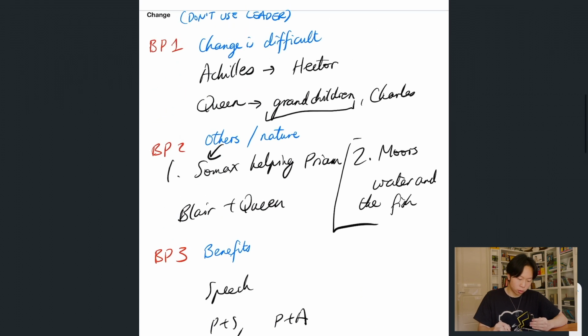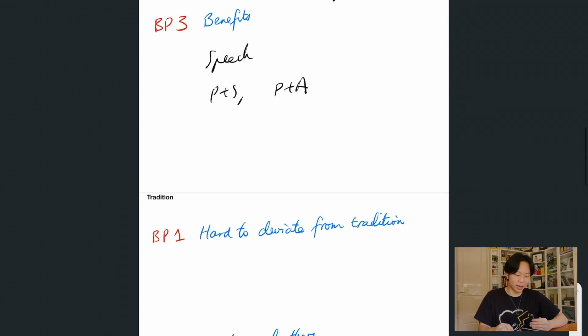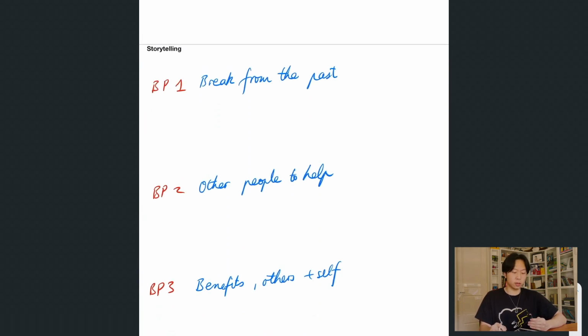Tradition, I'm not going to rewrite this. It's pretty much the same as change. So I'm not going to write this one. Storytelling is a bit different. Break from the past. Actually, no, this is pretty similar as well. So you can see how all the ideas are very similar. You just have to phrase it differently.